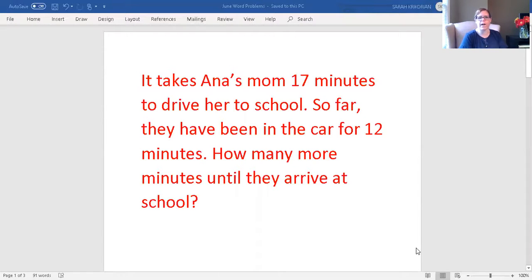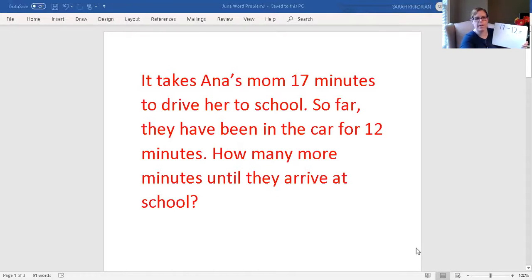So let's think about what our number sentence would be for the first word problem. It says 17 minutes to drive to school, and they've already been in the car for 12 minutes. So it looks like our numbers here are 17 and 12. So I'm going to add that over here to my whiteboard so I can write my first number sentence. We have 17, and we said we're doing subtraction, so that'll be 17 minus 12 equals. So once again, from our word problem here, we are going to be doing 17 minus 12.